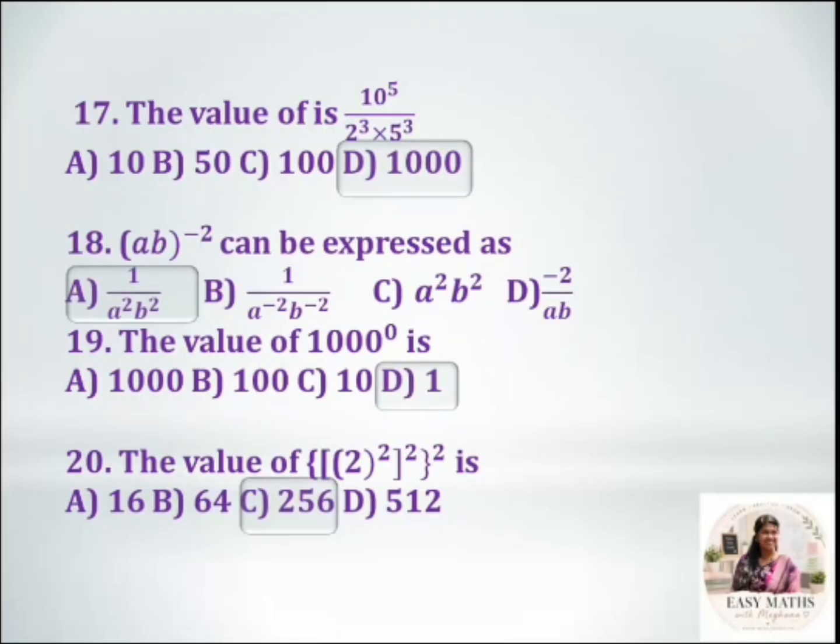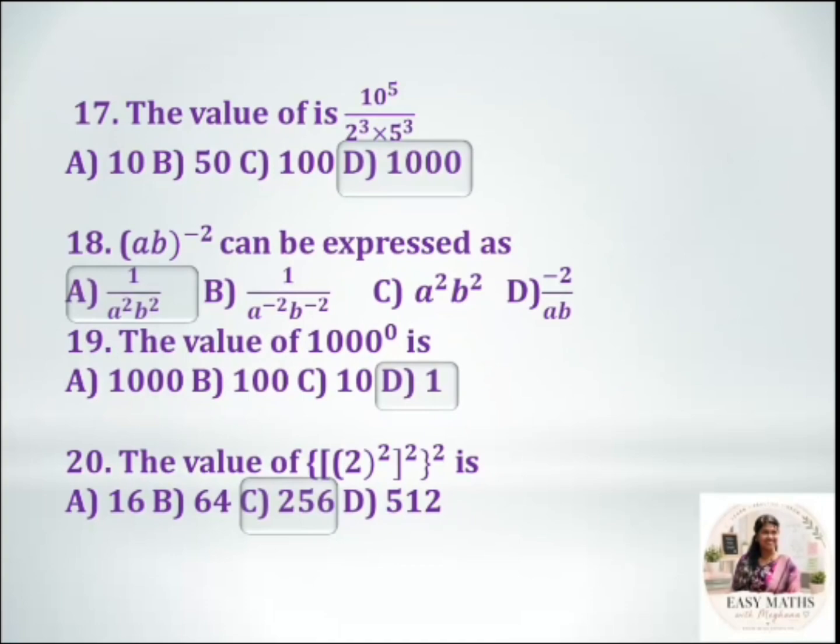Question number 18. (ab) raised to minus 2 can be expressed as. Here I have to use the formula a raised to minus m is equal to 1 divided by a raised to m. So by applying this formula I can write 1 by a square b square. That is option A, the correct answer.